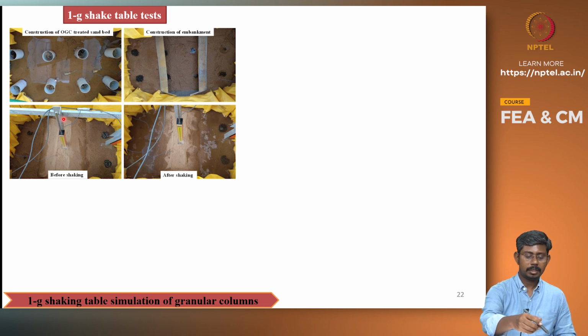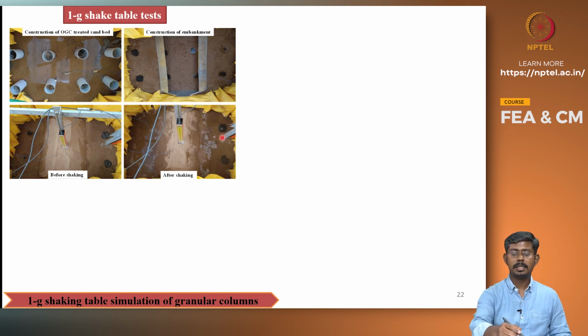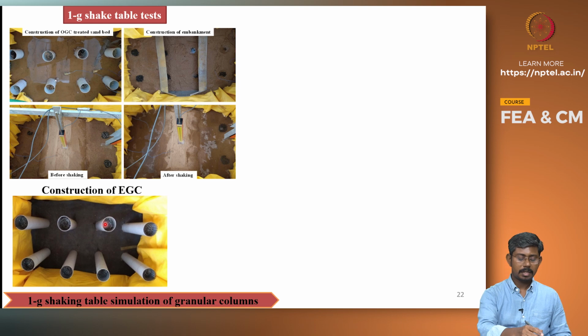Here the instrumentation can be seen, the LVDT here and the accelerometer here, and this is before the shaking event and this is after the shaking event. It can be seen the embankment is still in place without much damage. Here it can be seen that the water that escaped through the granular columns is existing at the surface.